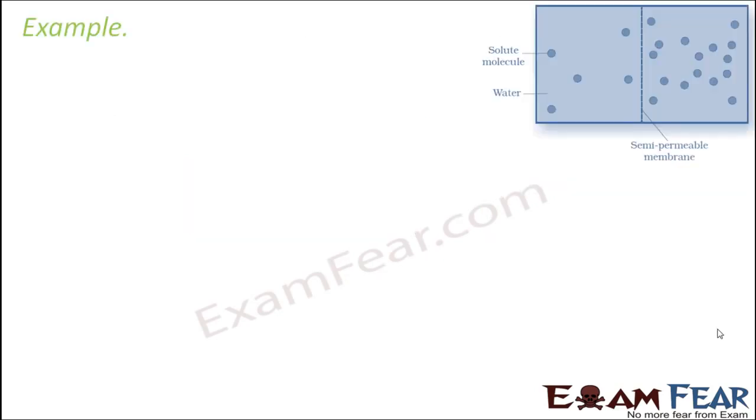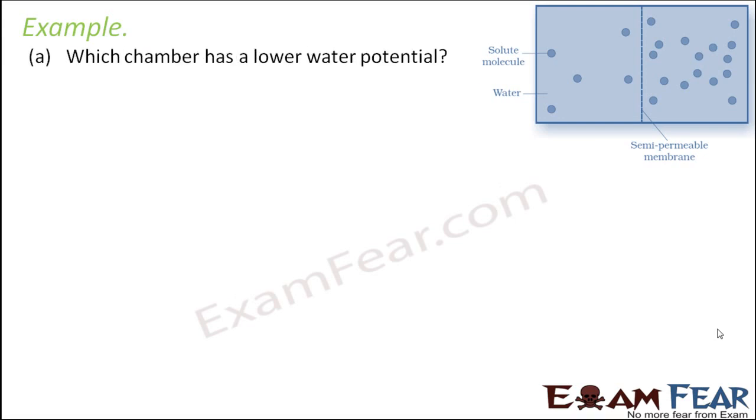Now let us look at one example which will make your concept of water potential even more clear. Here you can see two chambers which are separated by a semi-permeable membrane. Whatever particles you can see are the solute particles and the remaining portion is all water. So which chamber has a lower water potential?